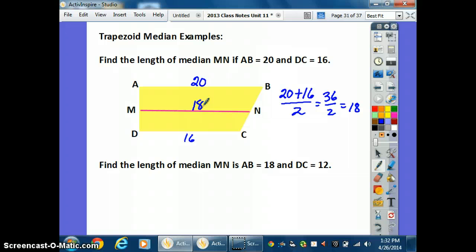Find the length of the median MN if AB is 18 and DC is 12. Again, we just add the lengths of the bases together and we divide it by 2. So that would be 30. Half of 30 is 15, so the median would be 15.